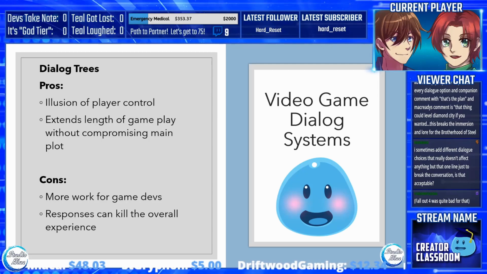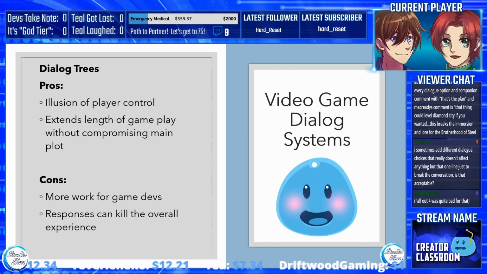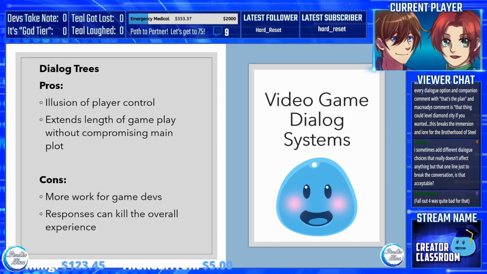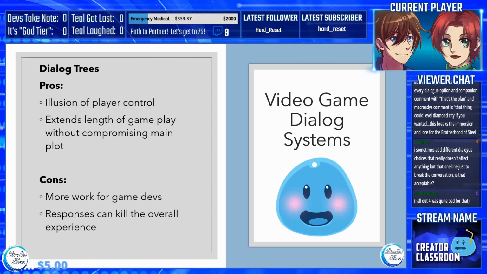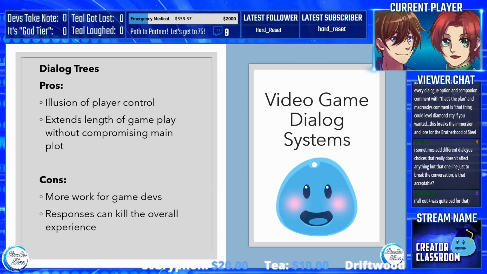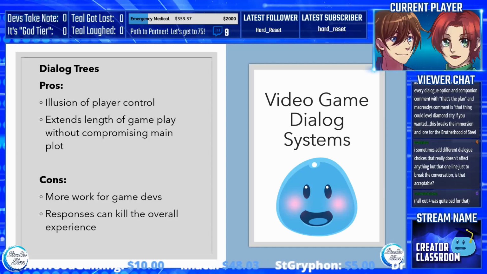I sometimes add different dialogue choices. It really doesn't affect anything, but one line just to break the conversation. Is that acceptable? Yes, that is acceptable as long as it's not out in Bizarro land, like a complete non sequitur. It can be funny, but it needs to be a realistic thing that could be in that world. May I toss something in? You're at the bar. You can have beer, you can have ale, or you could have chocobo juice. And this bar is in the Final Fantasy world. So that's acceptable.